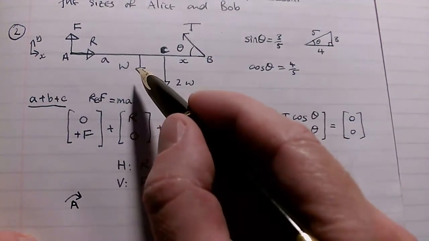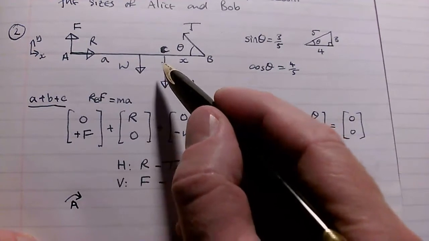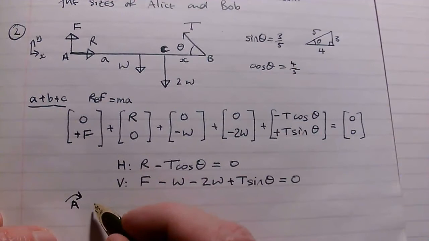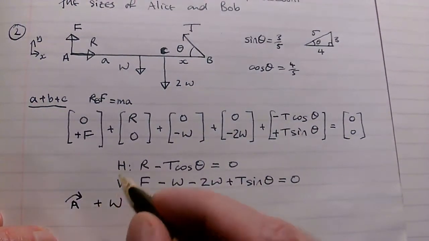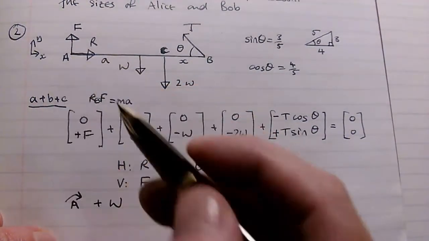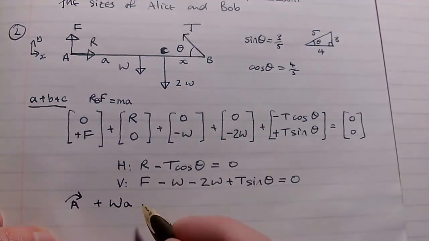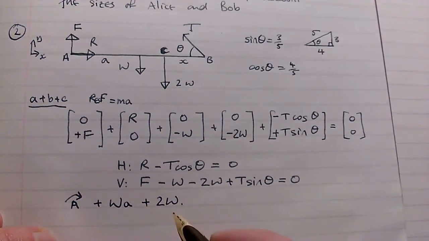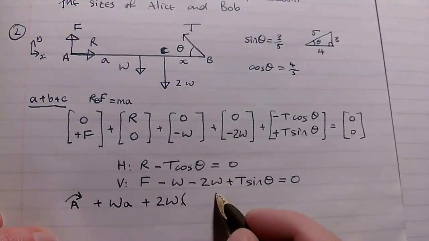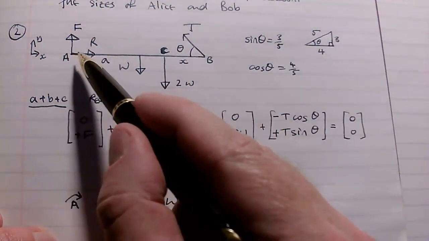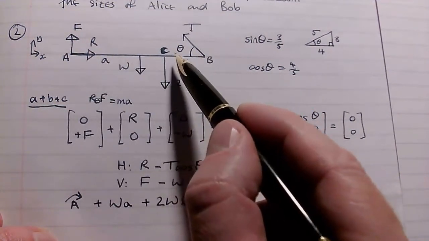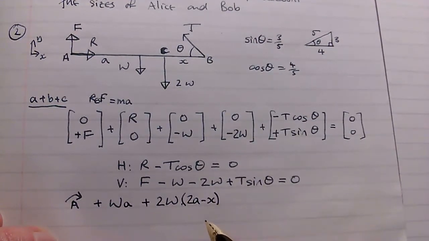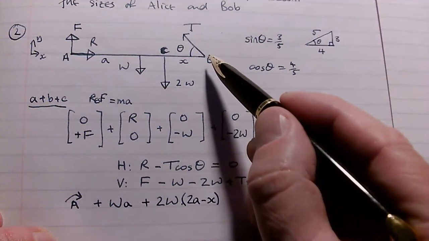So I've got clockwise forces, so think holding A steady. If I pull down with a W or a 2W, I'll get clockwise ones. So I'm going to have a plus W times the distance of W, which I've marked a. So plus W times a, plus the 2W is also tending to act clockwise. The distance for that one I'm going to have to work out. The overall length of the rod was 2a, but this bit at the end is x, so it's actually going to be 2a minus x.